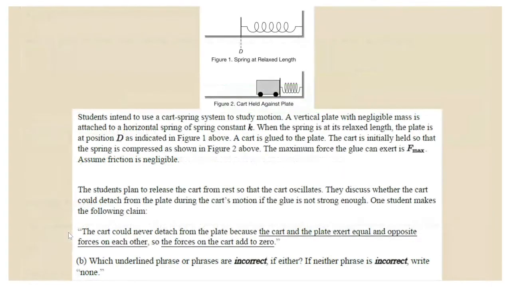All right, part B of this question here, which I just included at the very bottom, says, which underlined phrase or phrases are incorrect, if either? And if neither phrase is incorrect, write none. Remember, this person said, the cart could never detach from the plate because the cart and the plate exert equal and opposite forces on each other, which, notice, we already said was true. And then they go on to say, so the forces on the cart add to zero.